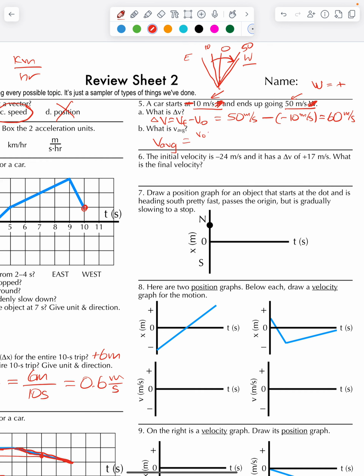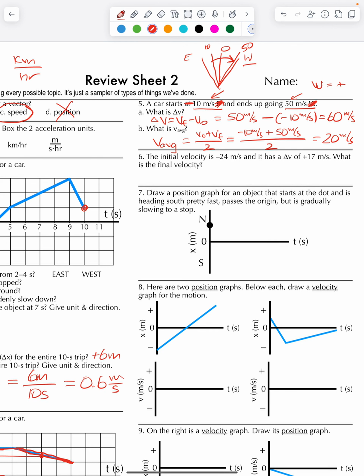Your average velocity, one way to write that, is V initial plus V final over 2. It's literally just the average. So I'm going to take my initial, which is negative 10 meters per second, and add to it my final, which is positive 50 meters per second, and divide by 2. And so that gives me 40 meters per second in the numerator, but I'm dividing by 2, so I get 20 meters per second, which is to the west because I'm using the convention that west is positive.